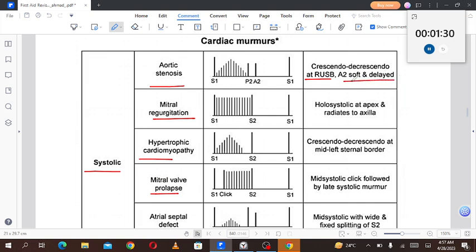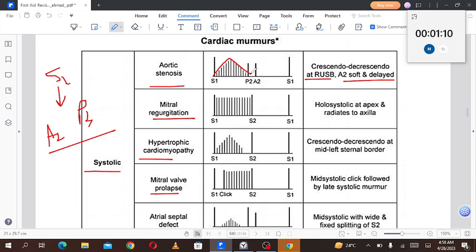Also, A2 is part of the S2 heart sound. We know it has two components. The S2 heart sound has an A2 component and a P2 component. So the A2 component will be soft or delayed in aortic stenosis, and we have a crescendo decrescendo type of murmur, which can be seen as a crescendo and then decrescendo murmur.